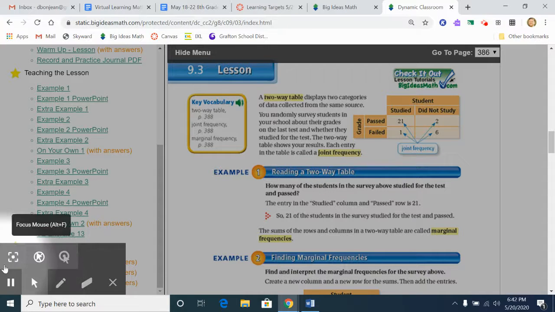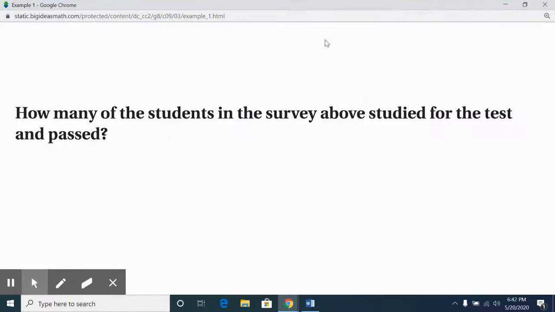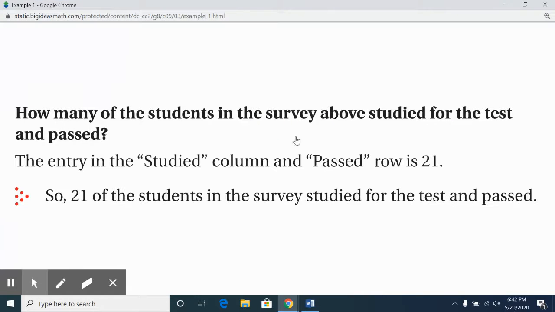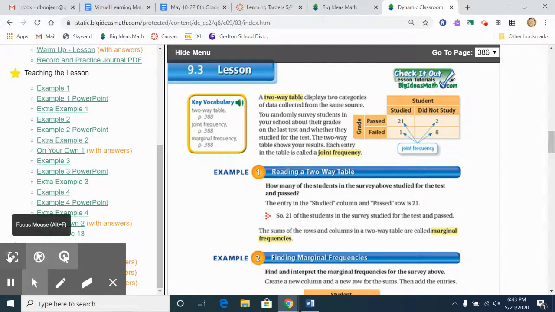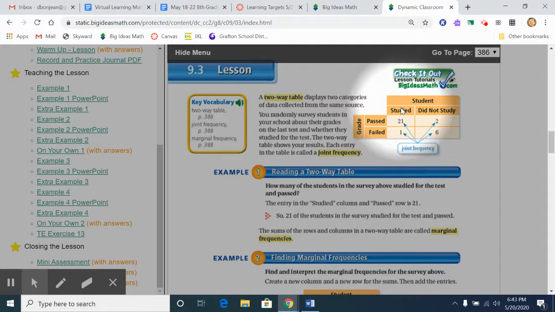For example one, let's look at example one quick. It is asking us from that same example, which we're going to look at in a minute, how many of the students in the survey above studied for the test and passed. So we're going to look for the column and row that meet up where the student studied and passed the test. All right, so right here, they studied and passed. This box represents 21 students who studied and passed the test.